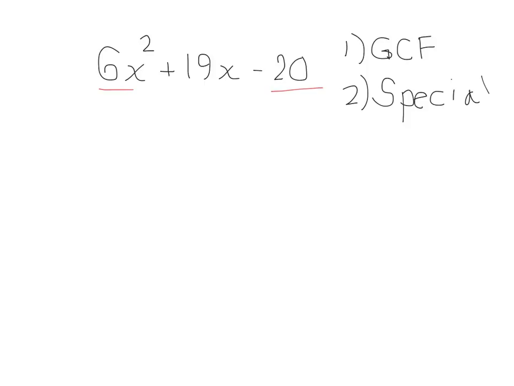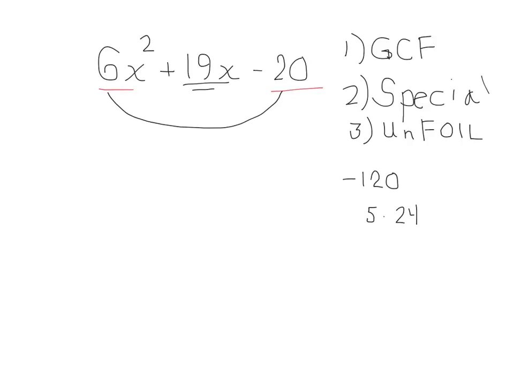So our third option then is going to be to just use the unfoiling method. And the unfoiling method, in this case, would probably be best to use the grouping method because of the fact that our leading coefficient is not 1. So we need to find factors of 6 times negative 20, which is negative 120, that add up to 19.